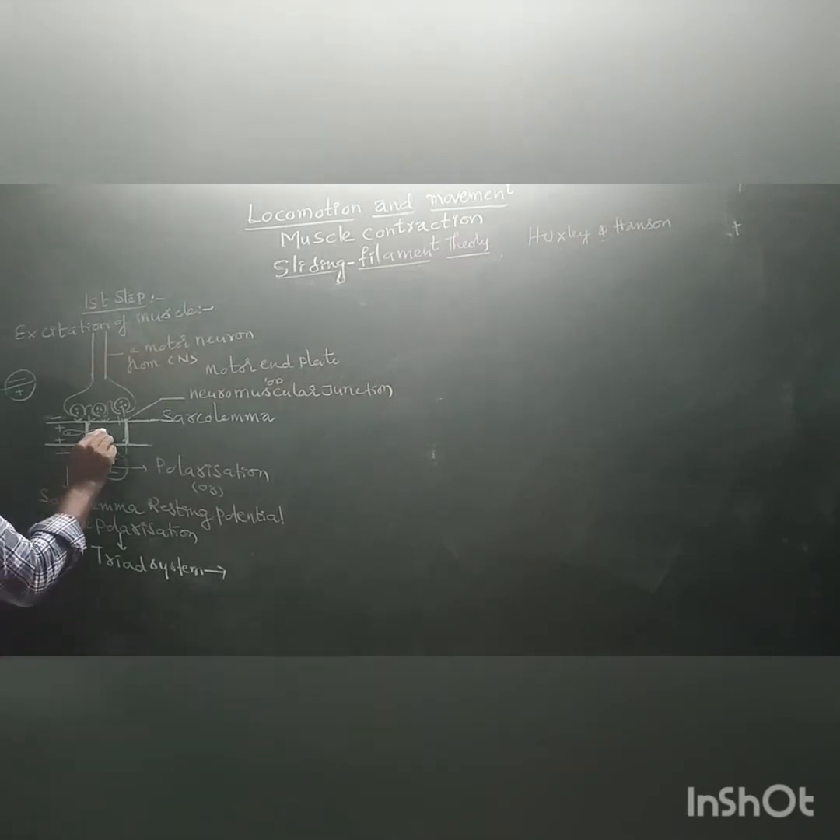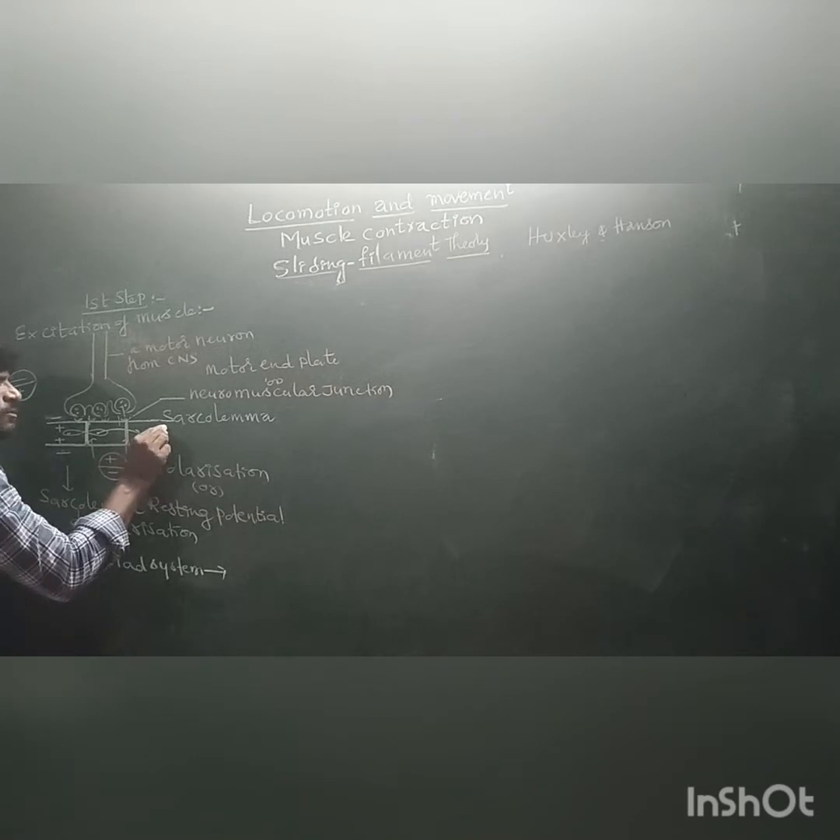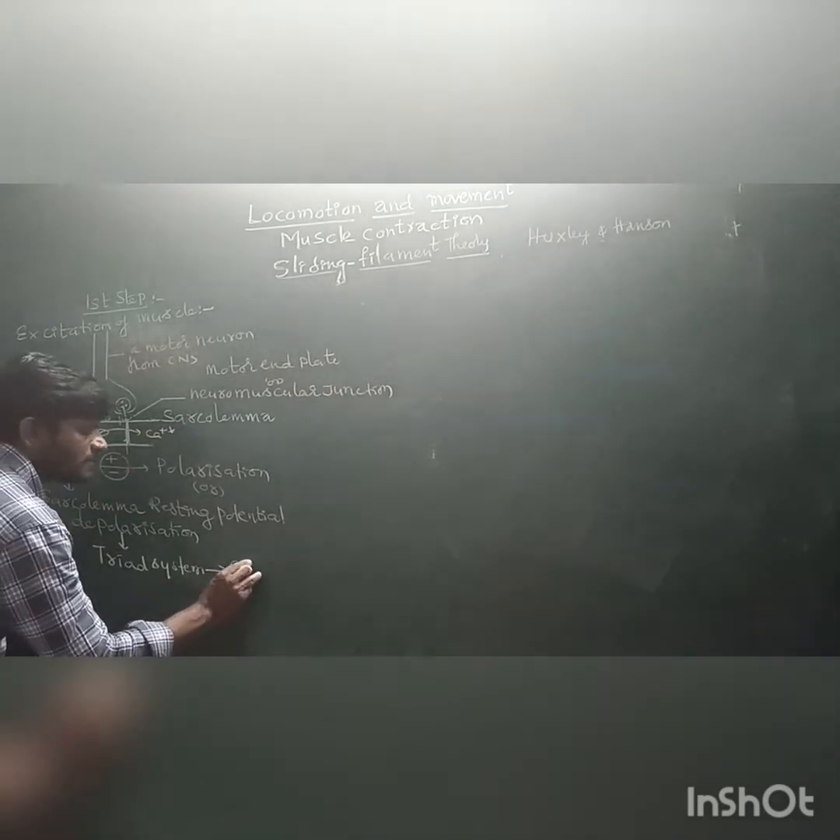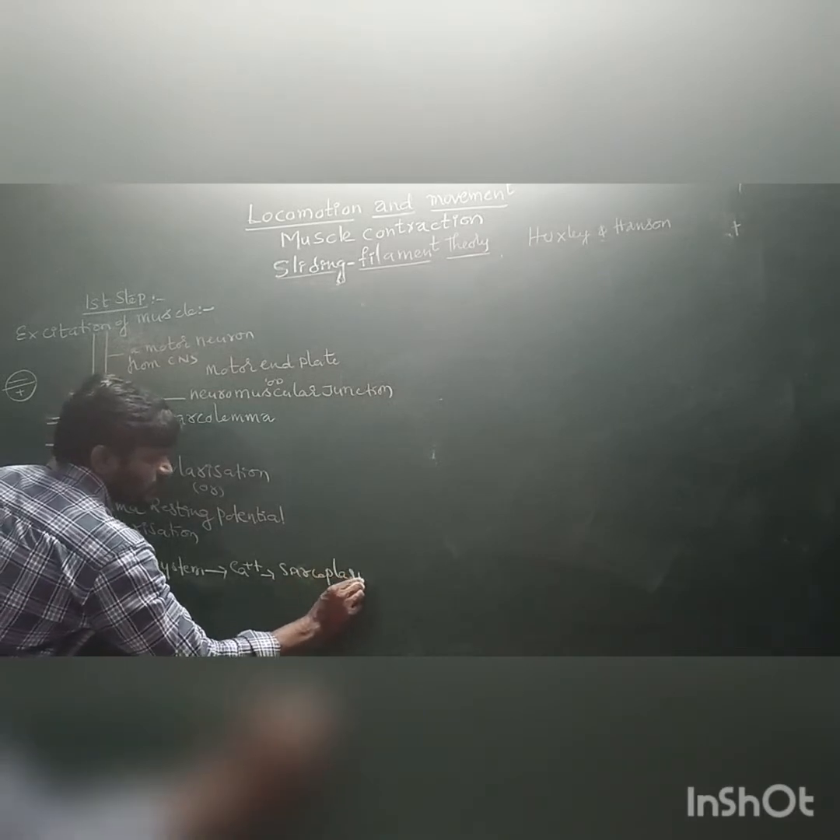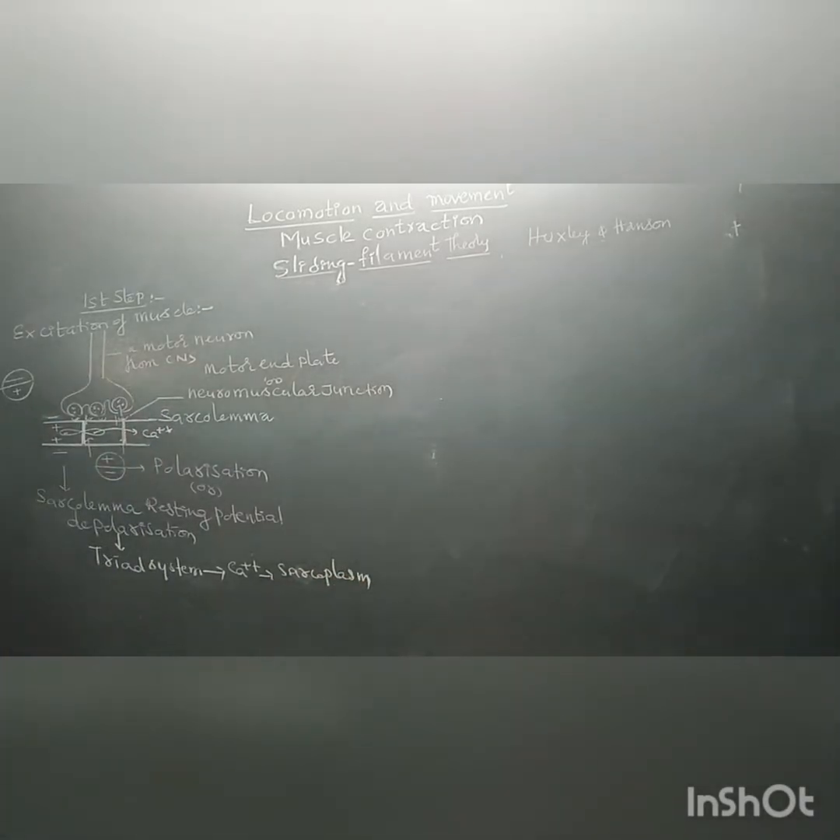you know pretty well, the terminal cisternae of the triad system are the reservoirs of the calcium ions, but now these calcium ions are releasing into the sarcoplasm. Calcium ions release into the sarcoplasm. This is the meaning of the excitation of the muscle.